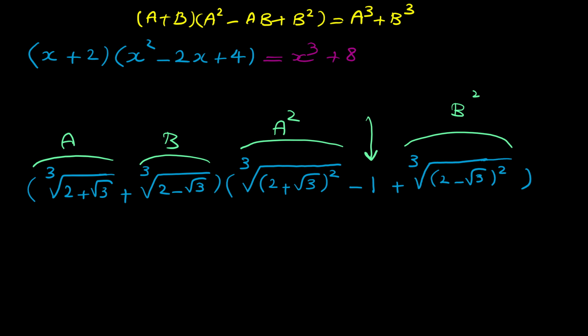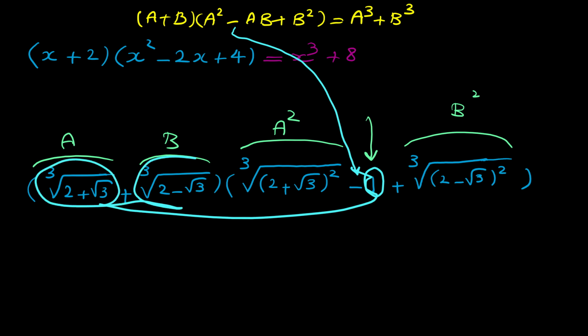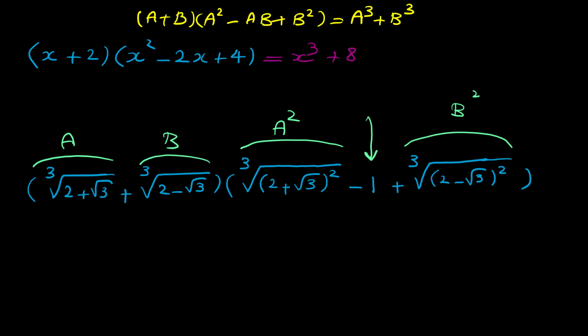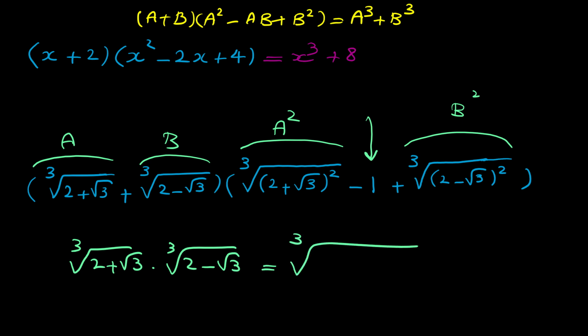So this negative should be here. But why is it 1? It should be the product of these two, a times b. Let's see what a times b is here. So a is the cube root of 2 plus radical 3, and b is the cube root of 2 minus radical 3. The product is the cube root of a plus b times a minus b.